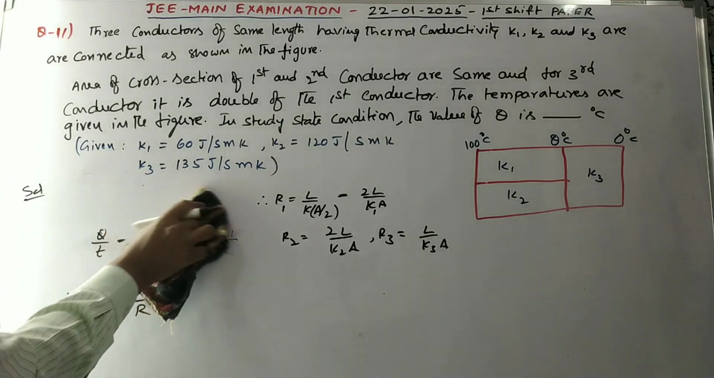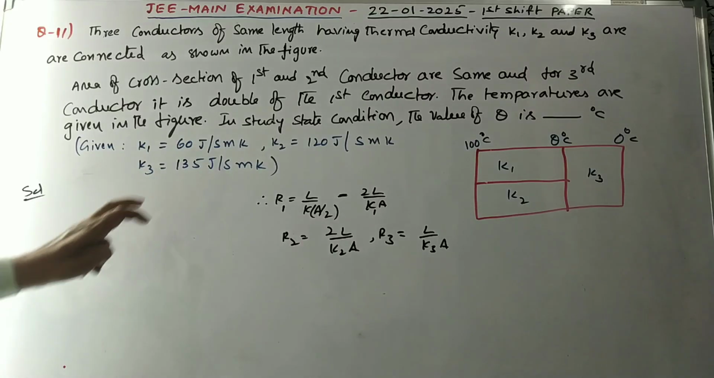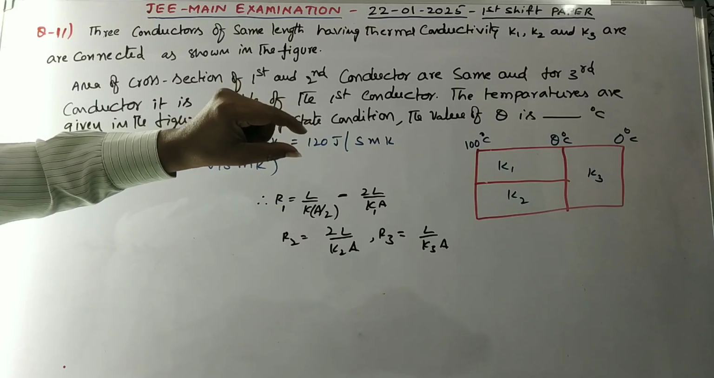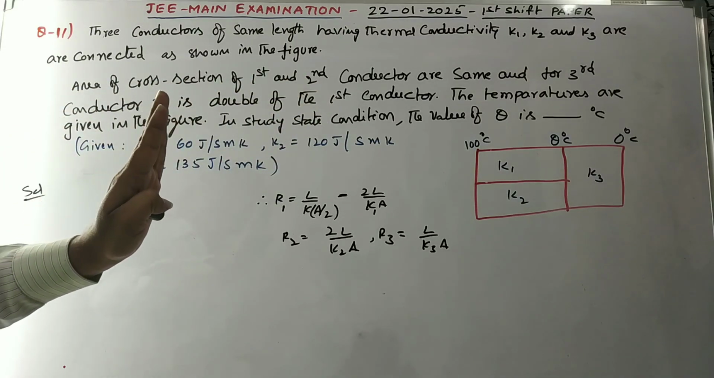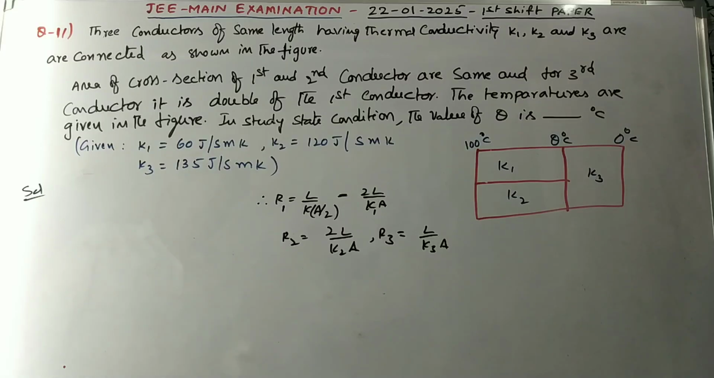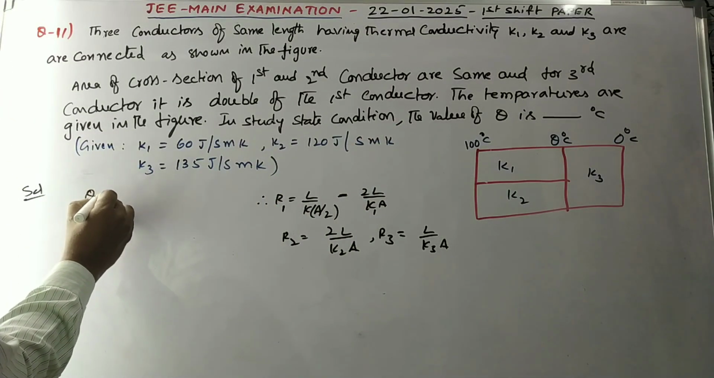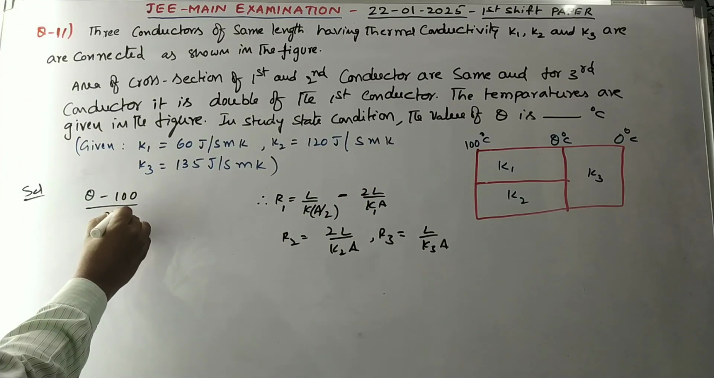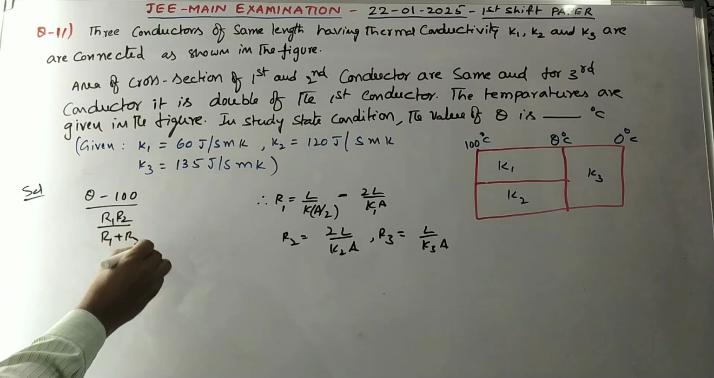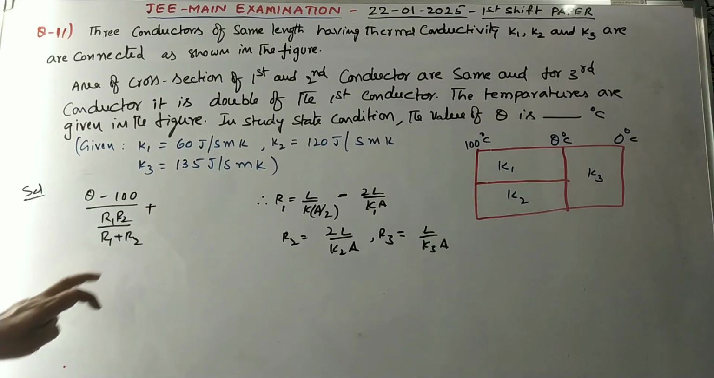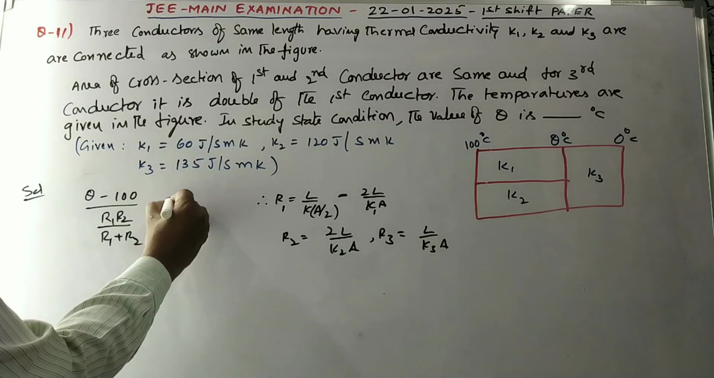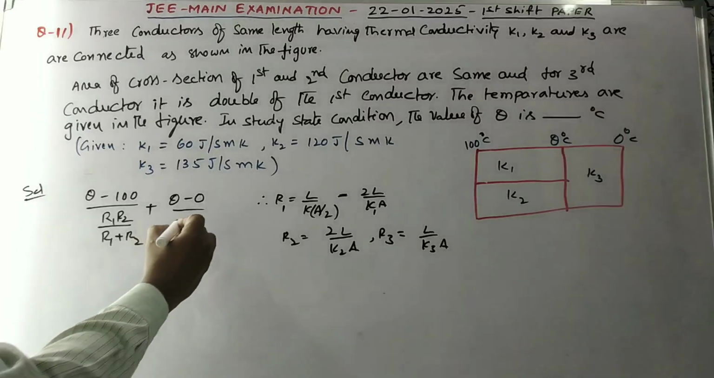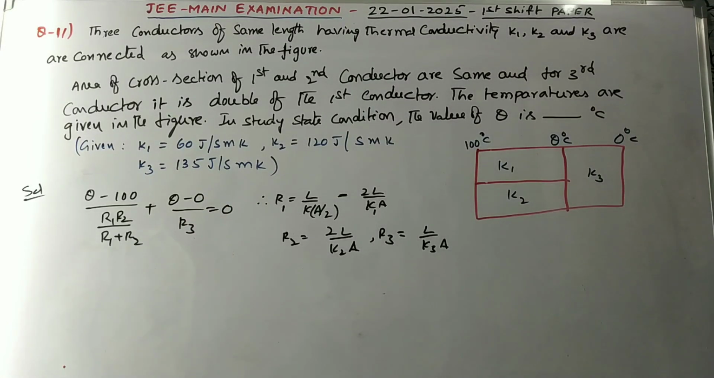Now you can calculate at steady state. Steady state condition means the same thermal current travels throughout the length of the conductor. So the difference in temperatures, 100 minus theta, divided by the resultant thermal resistance of the two in parallel, R1 R2 by R1 plus R2, is equal to theta minus 0, since that end is at 0 degrees Celsius, divided by R3.